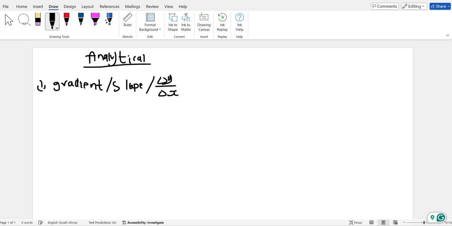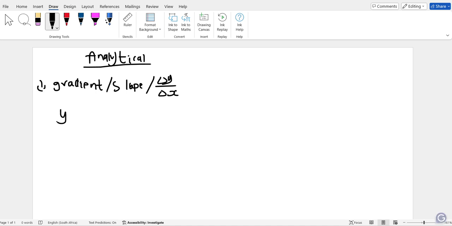So it doesn't have to be x and y. Any dependent variable divided by the change in any independent variable is a slope or a gradient. So now let's see. How do we find the slope of a line?